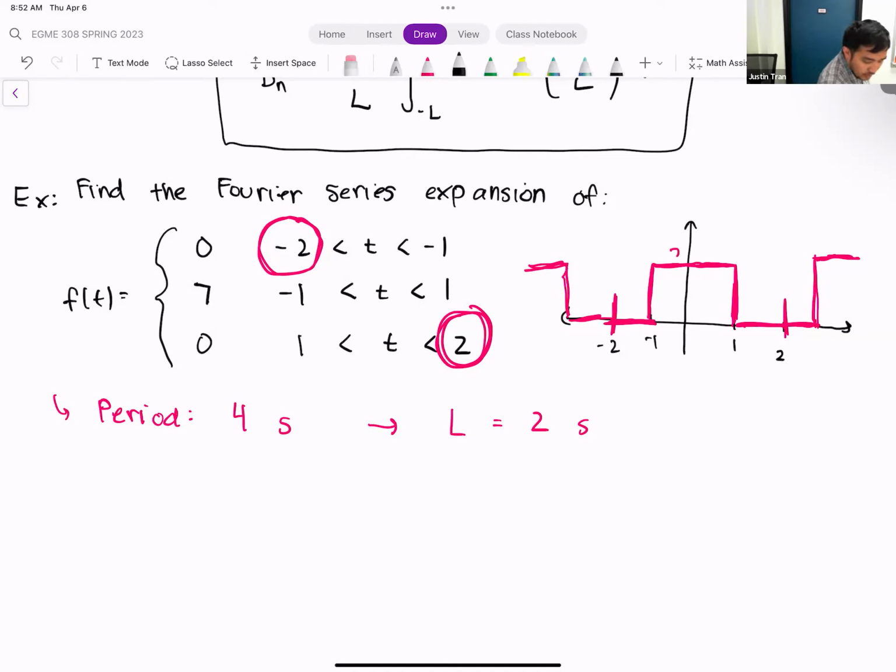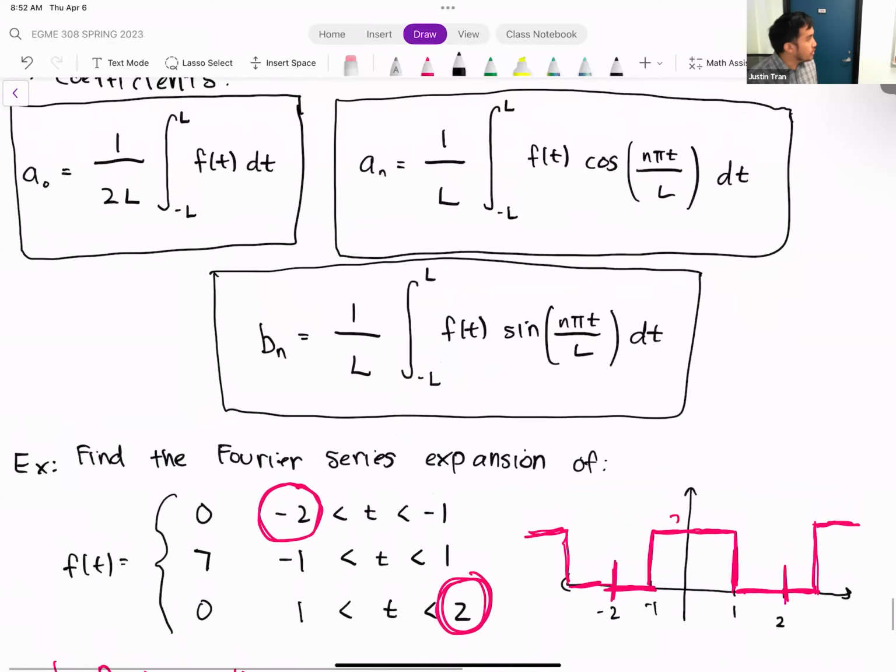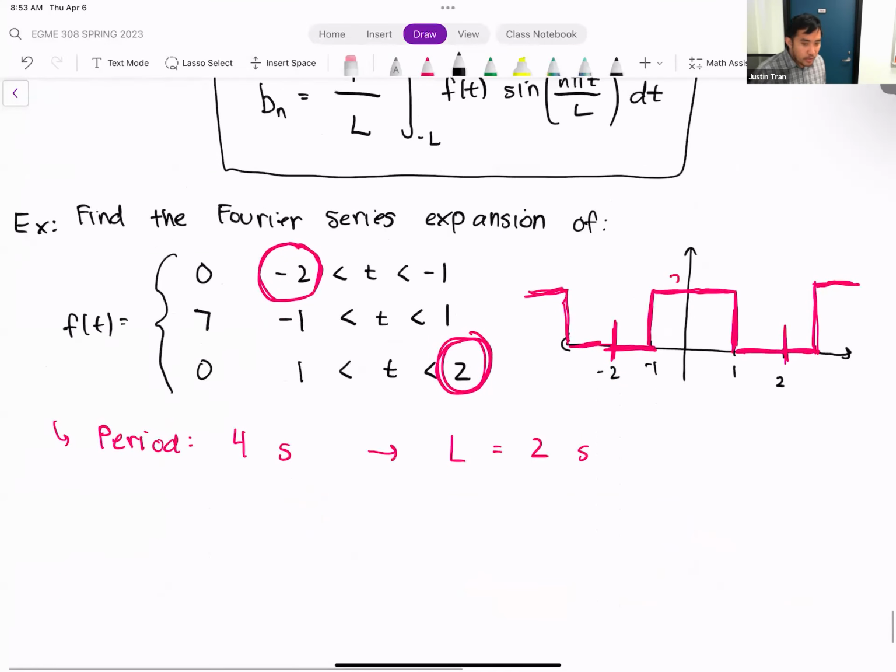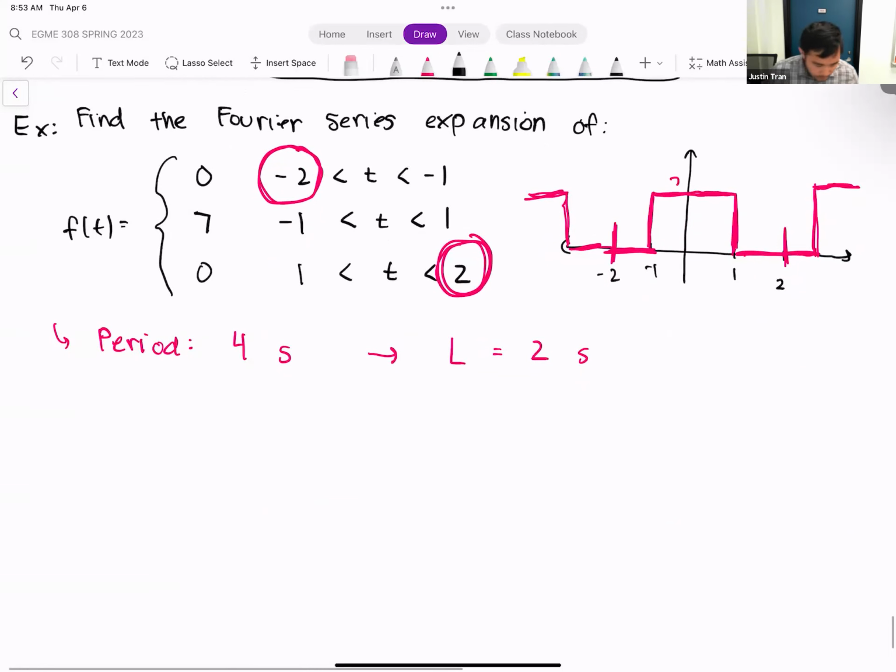Okay. So let's use that information to solve for the coefficients. Remember, when a problem asks you to solve for the Fourier series expansion, it's basically asking you to compute the values for A0, AN, and BN. So you have basically 3 computations. Before we start that, are there any questions on this? Okay. All right, so let's go ahead and plug in.